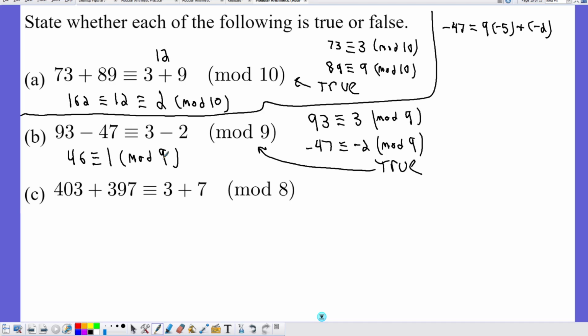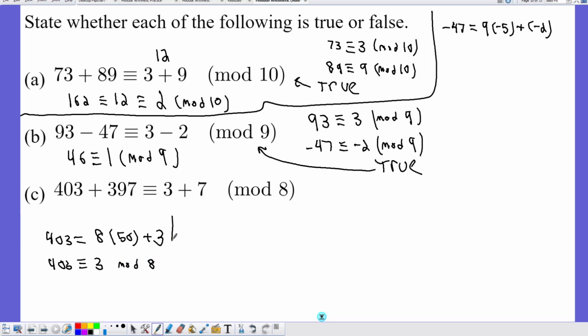Now, let's look. We have 403 plus 397. Is that congruent to 3 plus 7 mod 8? So let's check. Now, 400 is a multiple of 8. So if we do 8 times 50, we get 400. So 403 is the same as 8 times 50 plus a remainder of 3. So yes, 403 is definitely congruent to 3 mod 8.